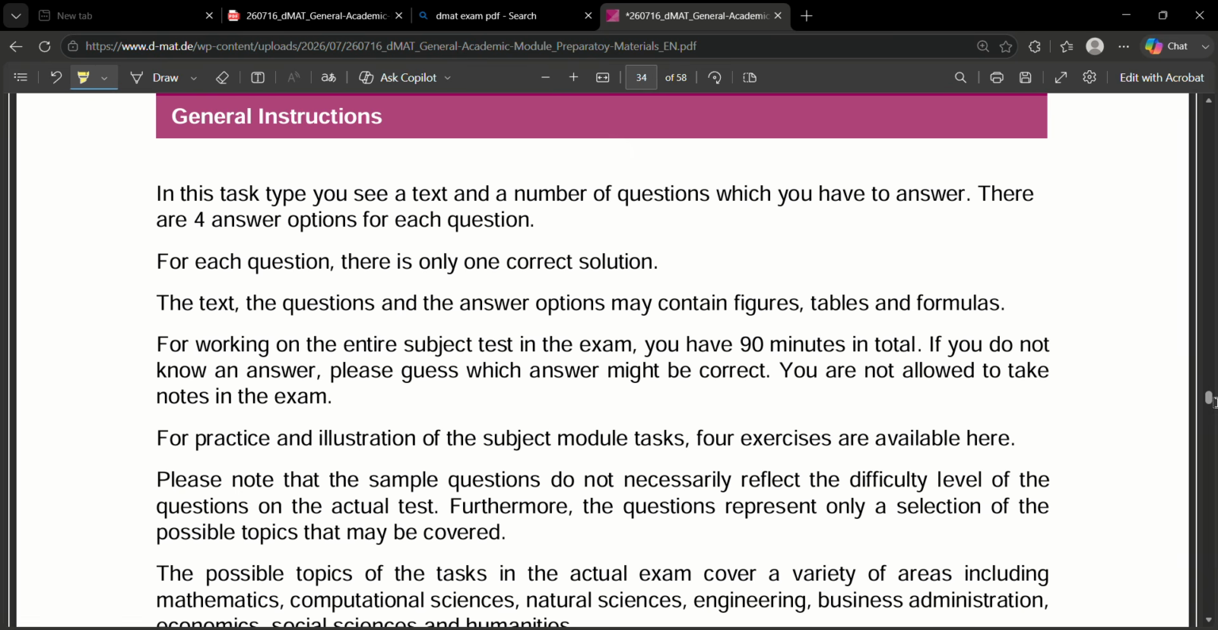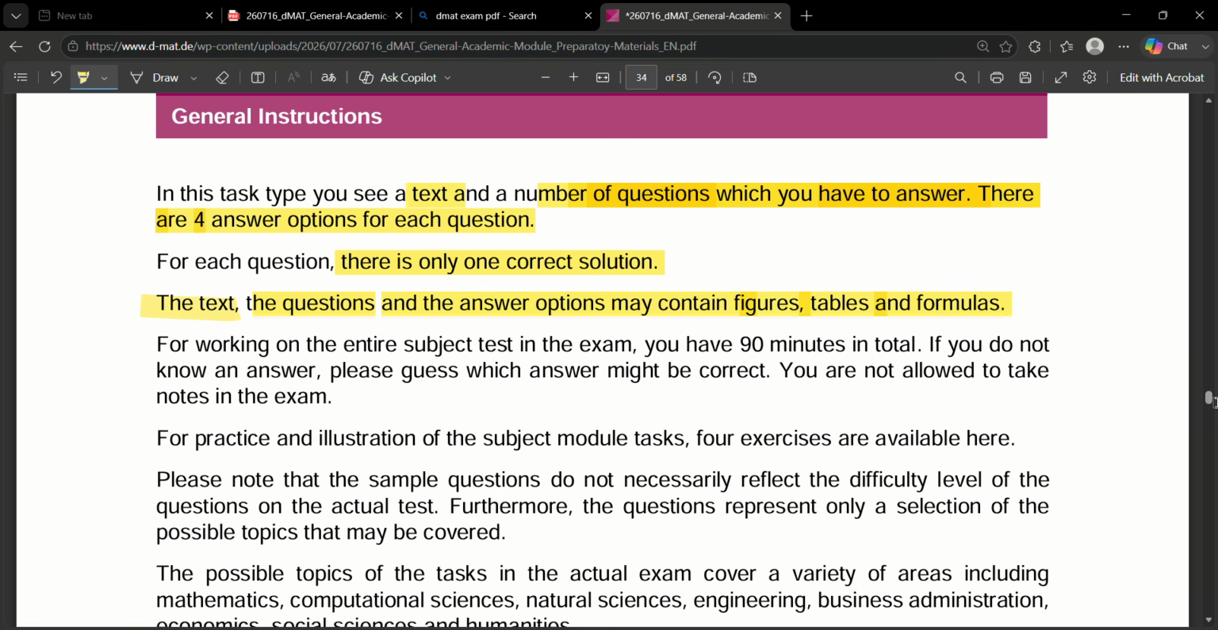In this task type, you see a text and a number of questions which you have to answer. There are 4 answer options for each question. So basically you are going to get the MCQ question type. For each question there is only one correct option. They can give you text, and the questions and the answer options may contain figures, tables, formulas.